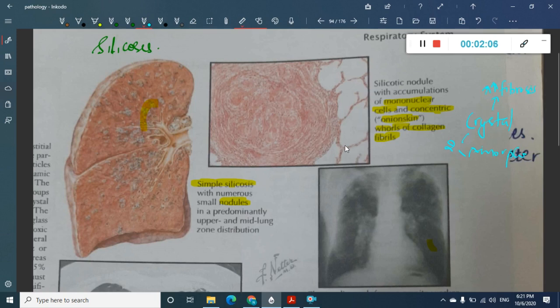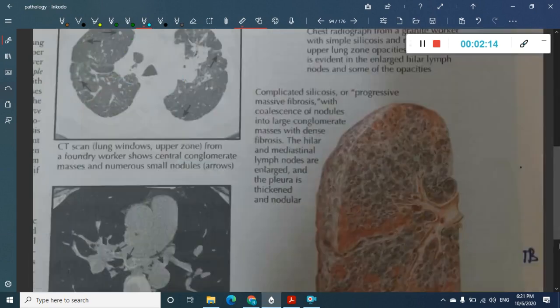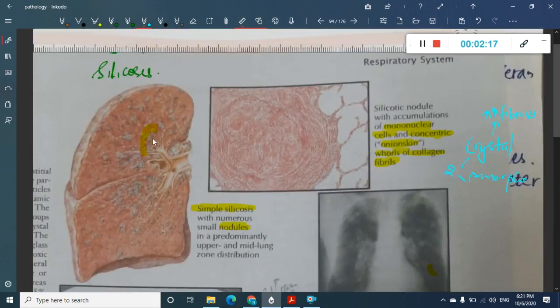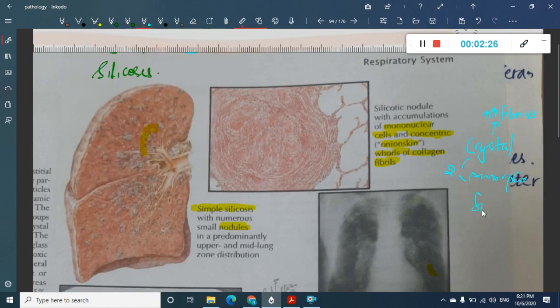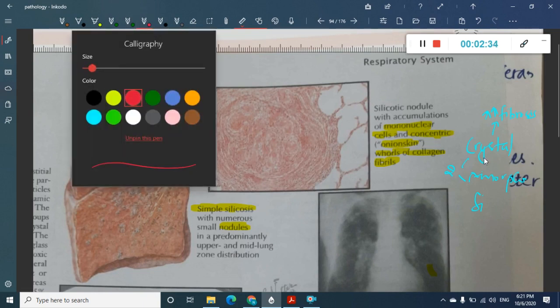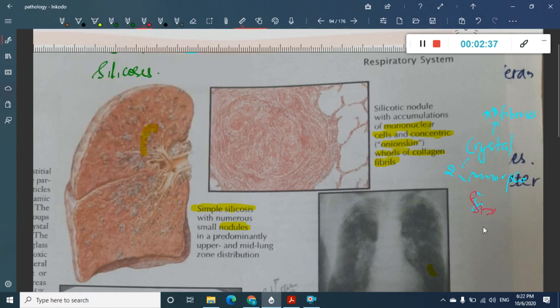So this silica enters the alveoli and gets trapped in the alveoli. First these are engulfed. If we think that this is the silica, it enters the alveoli, and in the alveoli there are alveolar macrophages. These macrophages will trap the silica, and it is engulfed by these macrophages.